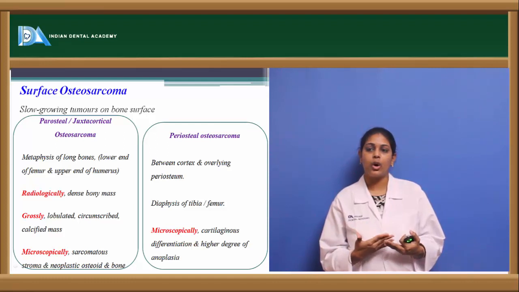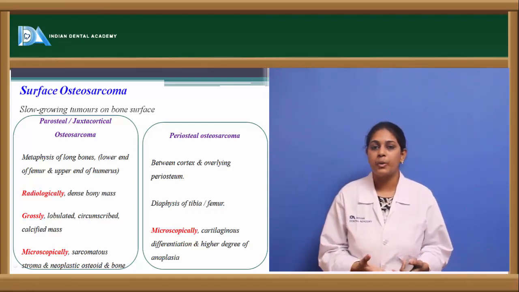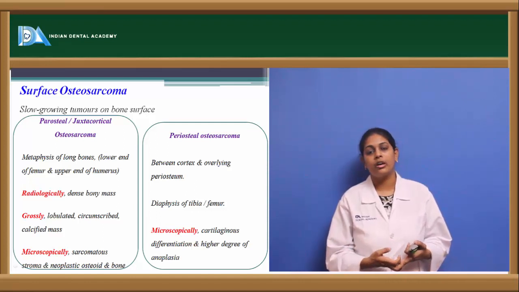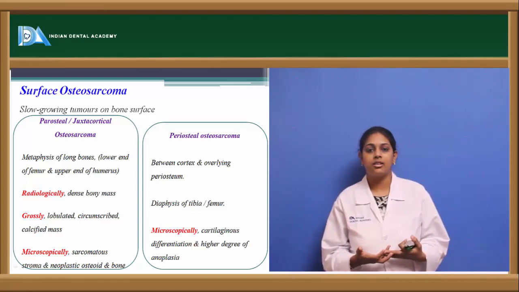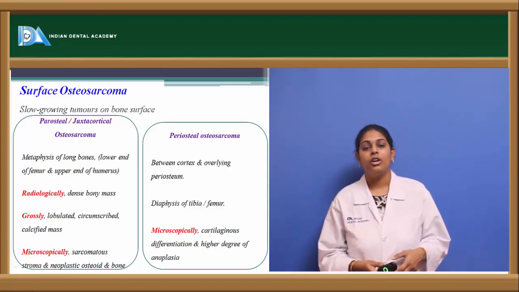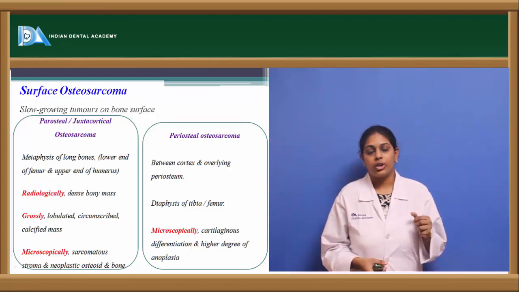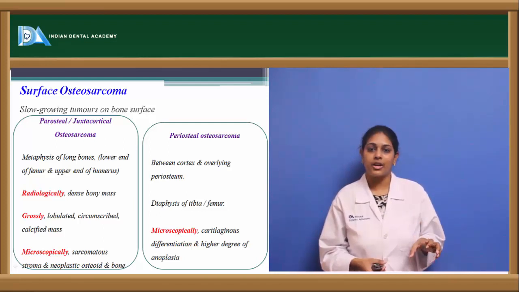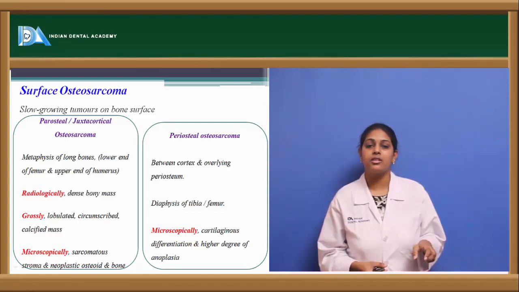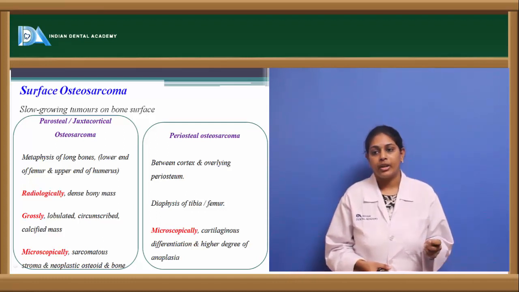Radiologically, we find a dense bony mass because of the abnormally deposited bone by the neoplastic cells. It appears as a dense radiopaque bony mass, and a gross specimen usually shows a lobulated, circumscribed, calcified mass. On palpation, we see its hardened consistency, and it is a localized and well circumscribed area.